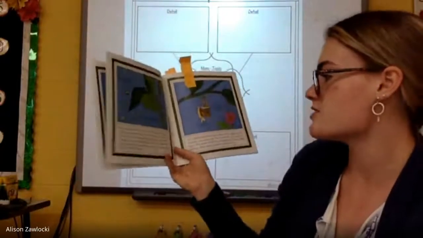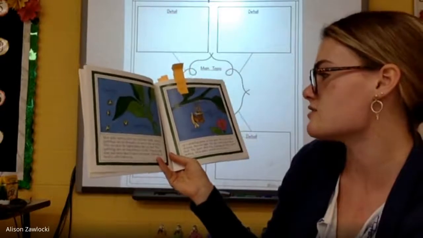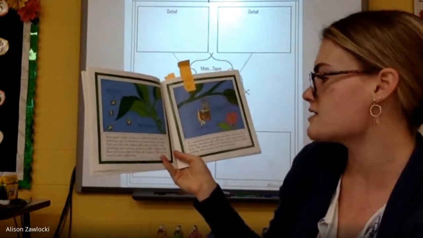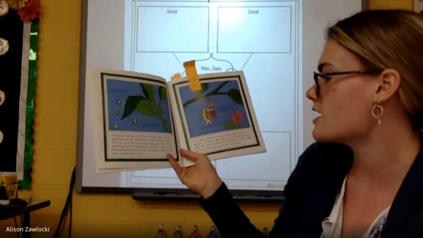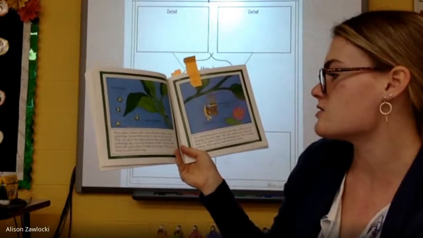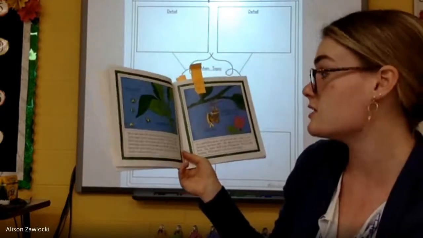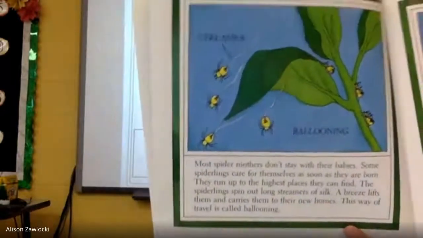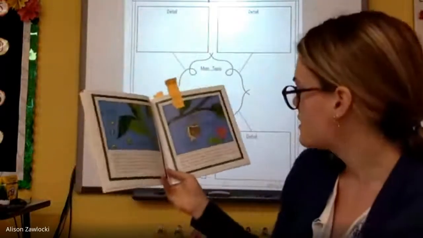Most spider mothers don't stay with their babies. Some spiderlings care for themselves as soon as they are born. They run up to the highest places they can find. The spiderlings spin out long streamers of silk. A breeze lifts them and carries them to their new homes. This way of travel is called ballooning. So notice here they are ballooning there. They fly into the air and they are carried by the wind with their spinnerets.